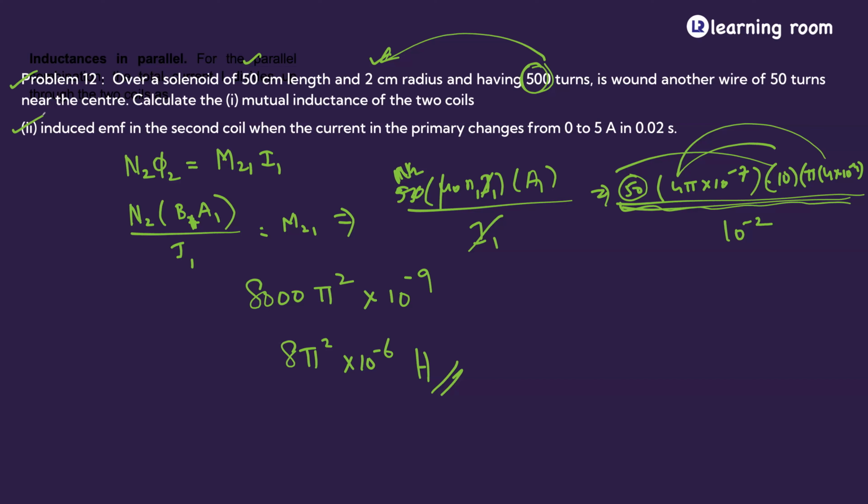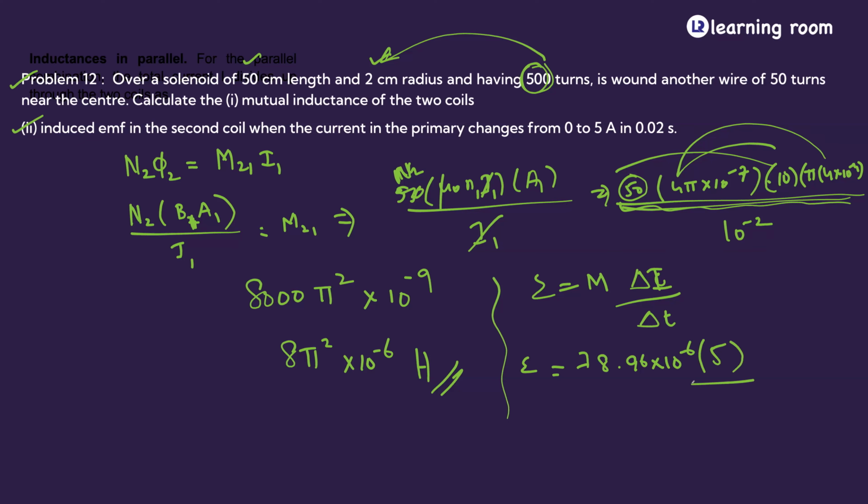Second, we need to find the induced EMF in the second coil when the current in the primary coil changes from 0 to 5 ampere in 0.02 seconds. So, EMF is equal to M into delta I divided by delta T, or di by dt. So, since we got the mutual inductance, it is 78.96 into 10 power minus 6. Delta I is 5, I'm not taking the plus or minus. The whole divided by 0.02, it is 2 into 10 power minus 2.